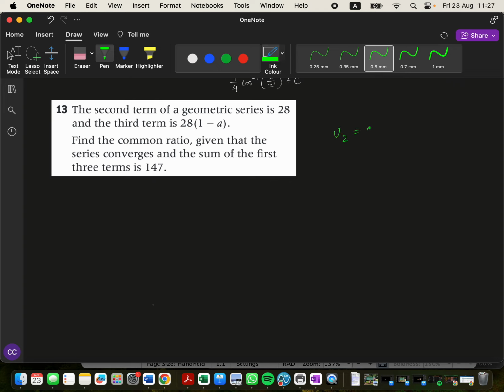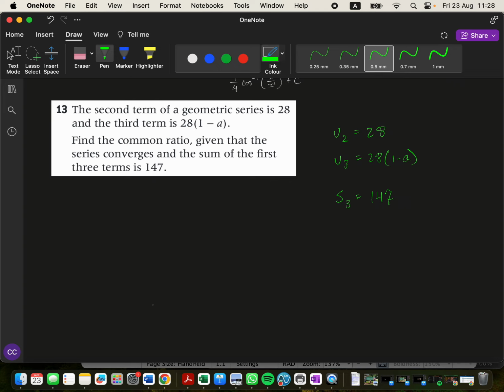U2 in a geometric series is 28. U3 in that same geometric sequence is 28 times 1 minus A. And then we're asked to find, and we also know that next up, we know that the sum of the first three terms is going to be 147.